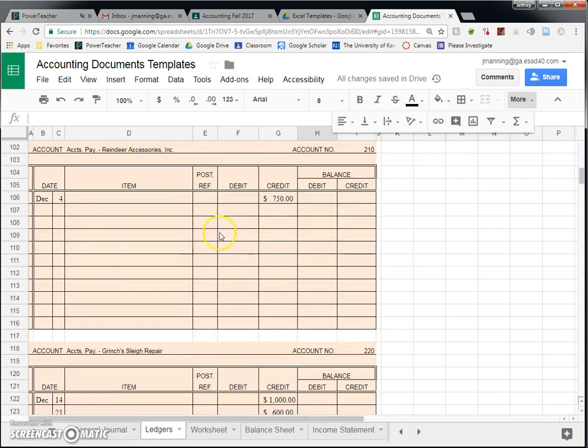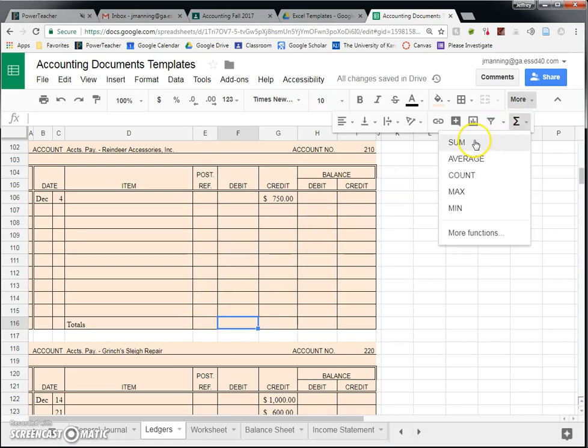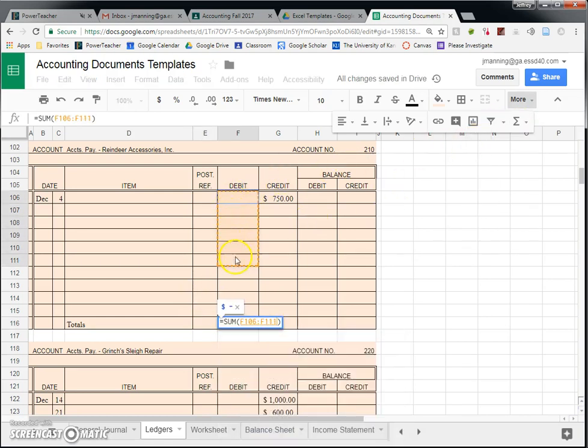This one should be fairly easy. Accounts payable, reindeer accessories. So just like I did before, totals, I'm going to auto sum these. See how I'm including the debit column even though there's no numbers there? Once again, I'm trying to make it usable for the future as well. So there might eventually be numbers there. So I'm going to go ahead and include that now.